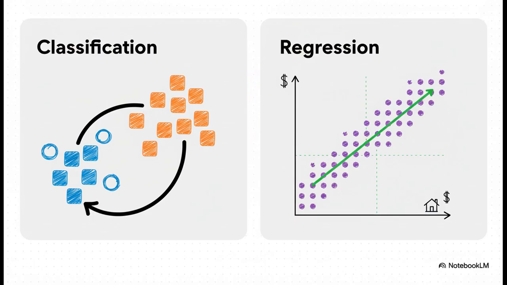Regression, on the other hand, is about predicting a specific number. What's the temperature going to be tomorrow? What's the price of this house? The model's job here is to fit a line or a curve to the data to make its prediction.